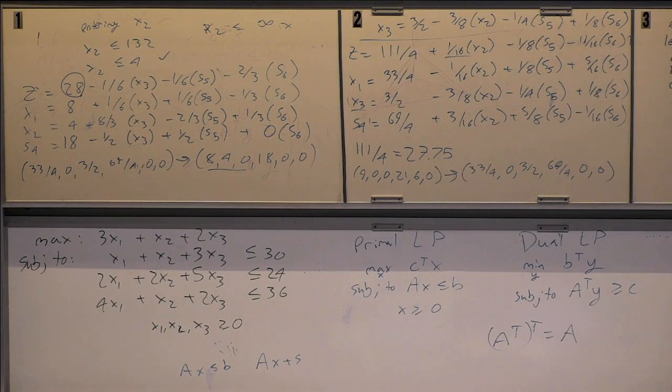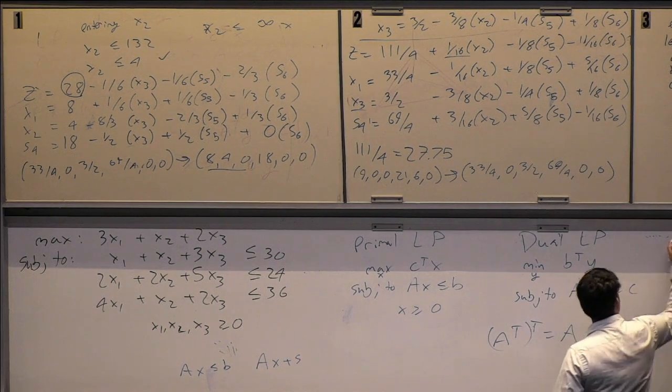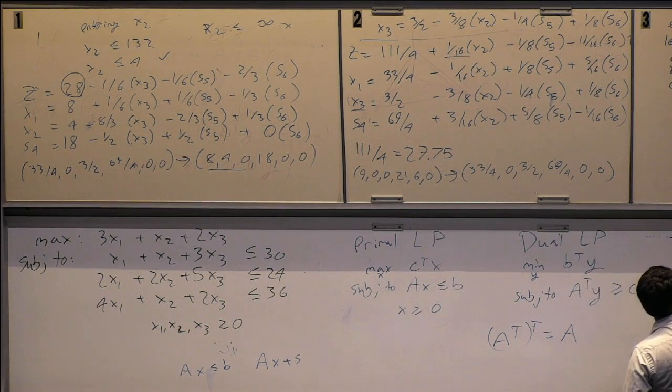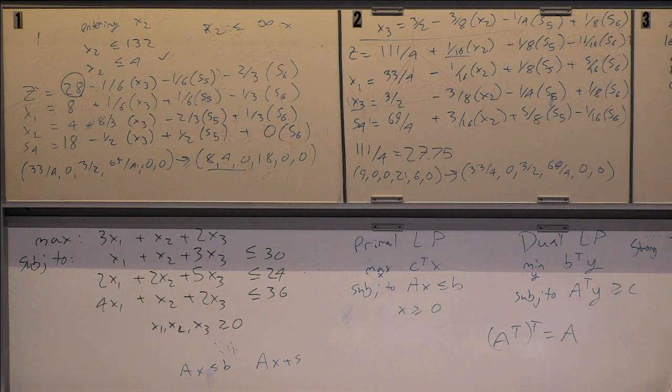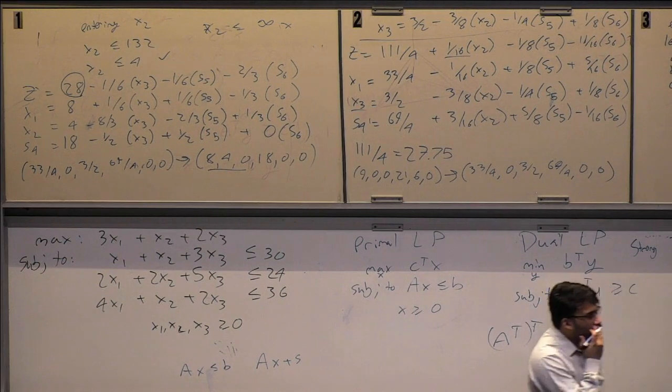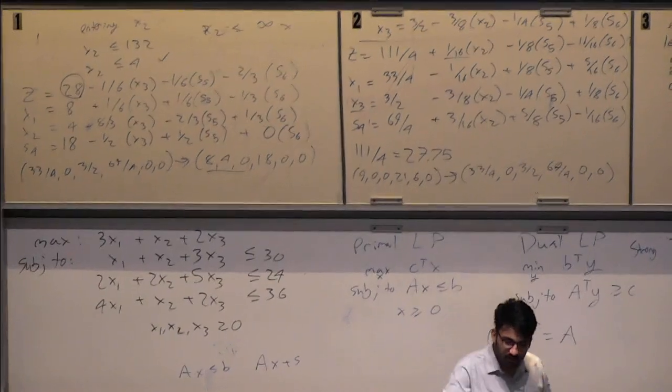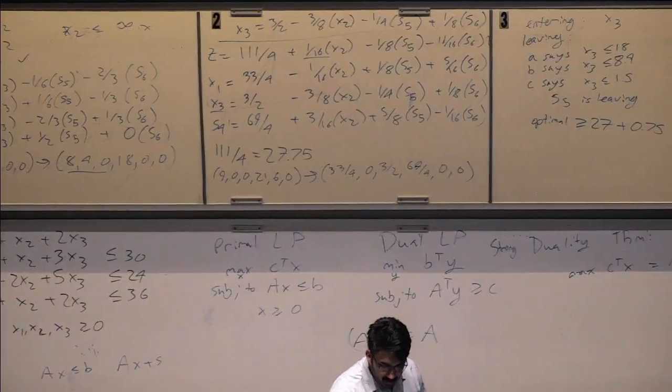So the duality theorem says, the strong duality theorem, we won't prove the strong duality theorem, but we'll prove weak duality. It says the max of CTX is equal to the min of BTY. But what can we think should happen if this is to be true?